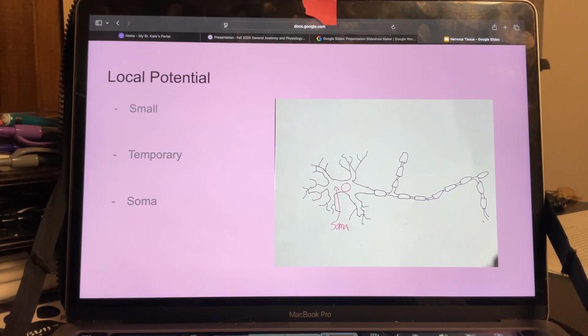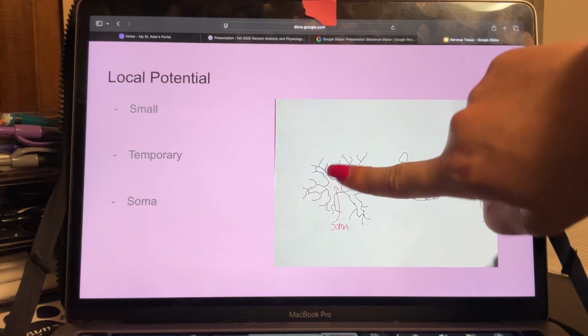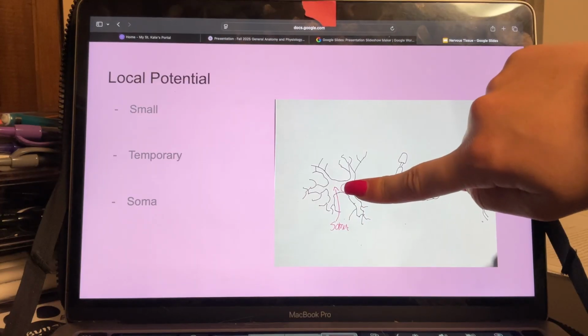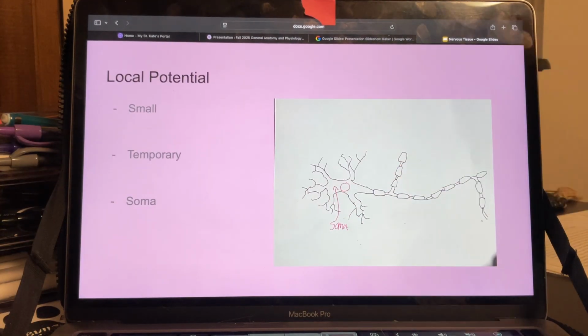We'll move on to the local potential. It's small and temporary, and a good example is the soma. You can see that here. It's really the space right around here. Don't confuse it with that circle around there, but rather the space around, that negative space. The definition for this one is a small, localized, and temporary change in the membrane potential caused by a stimulus, such as a neurotransmitter binding to a receptor.